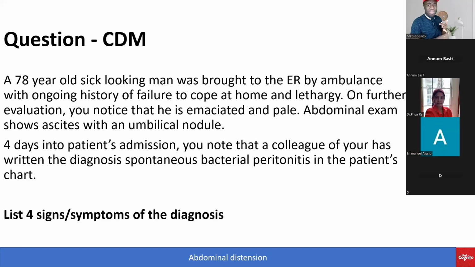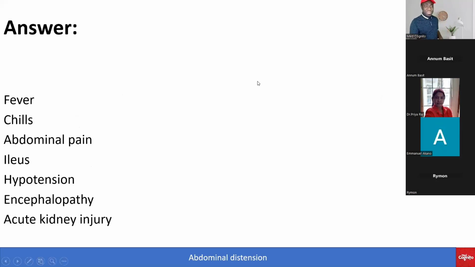Someone said loss of consciousness, fever, abdominal pain. Beautiful. Abdominal pain, beautiful. Like somebody with ascites and new onset abdominal pain, you're thinking about spontaneous bacterial peritonitis, right? How will you tell spontaneous bacterial peritonitis? The patient develops fever. The patient develops chills. If the patient develops abdominal pain. If the patient develops ileus, if the patient develops hypotension, if the patient develops encephalopathy, if all of a sudden you see that the creatinine is rising, the urea is rising, the eGFR is declining, that is acute kidney injury.